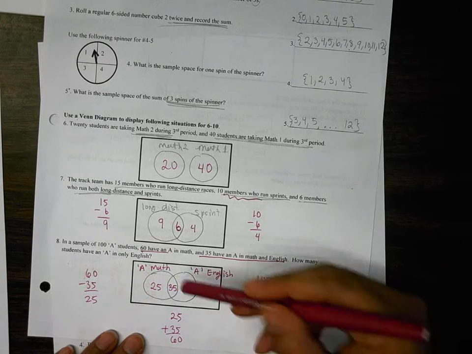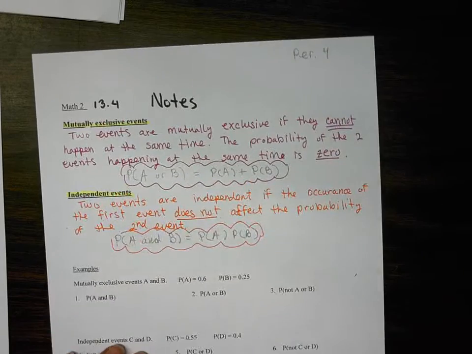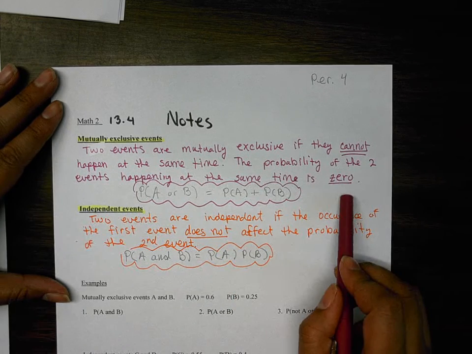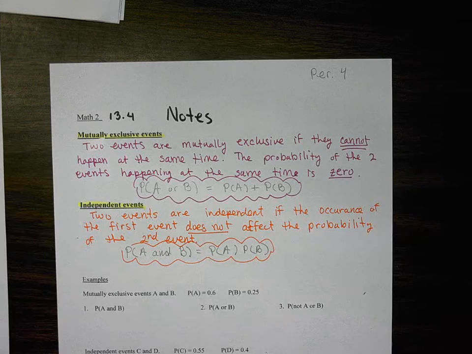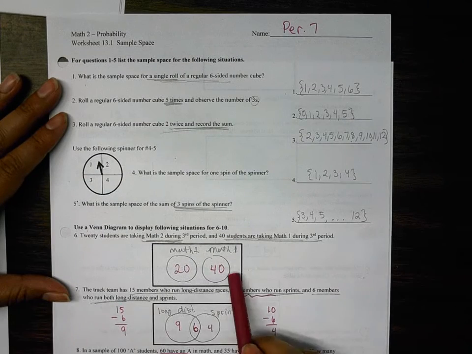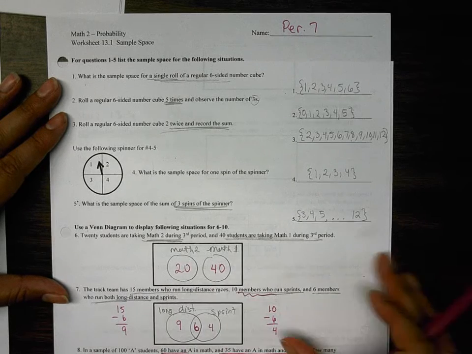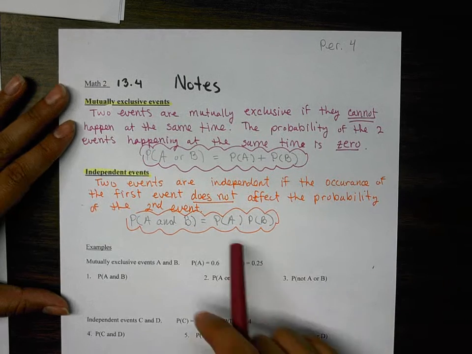And is another word for the overlap. So why do I not have an and formula up here? Because it equals 0. The probability of the two events happening at the same time, the overlap, is 0. It's like this here. You're in math 1 or you're in math 2. There's no overlap. Got it? Okay. Please pay attention. There is another formula here.